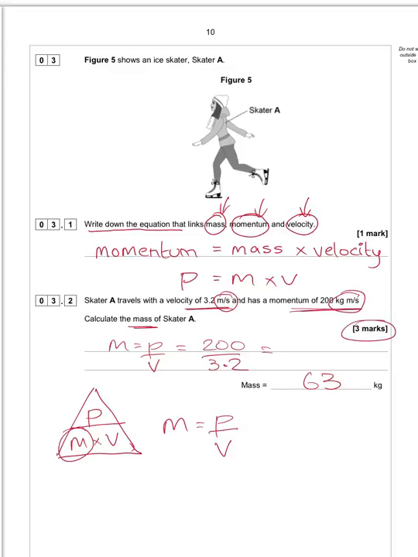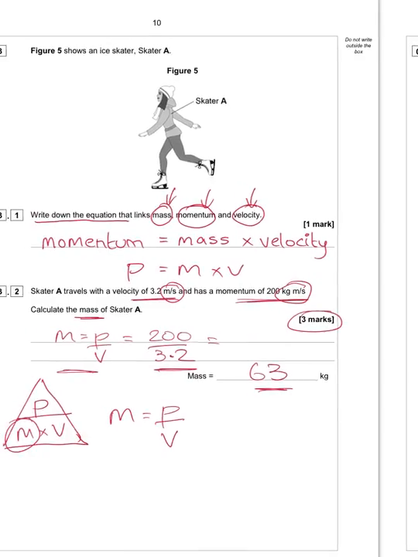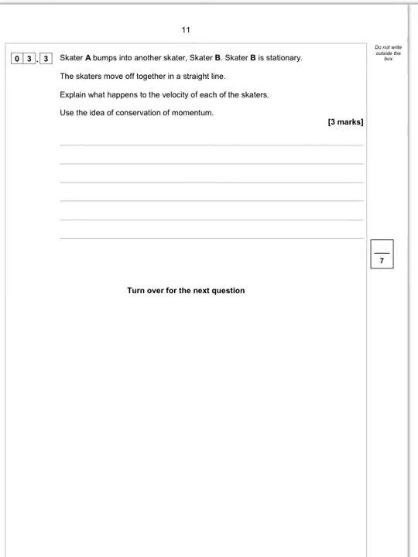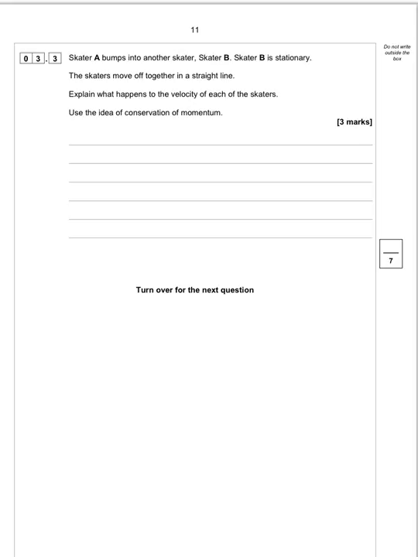Now there are 3 marks for this question. One of them is for rearranging the equation, one of them is for showing your working, and one of them is for the answer. So you do need to make sure you do all of those things. Okay, don't simply write the answer. If you just write the answer and you get it wrong, you get no marks, but also if you just write the correct answer, they may still expect you to show your working out.